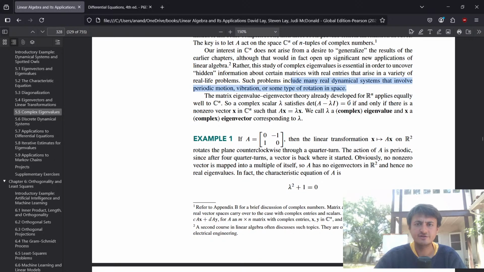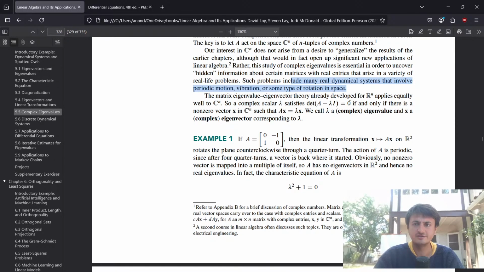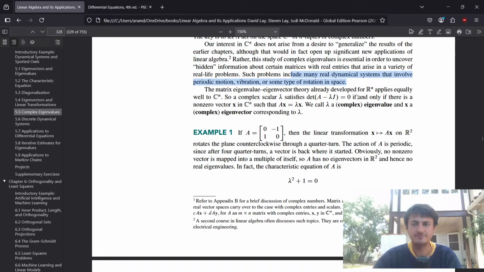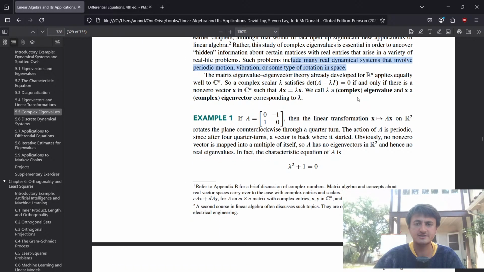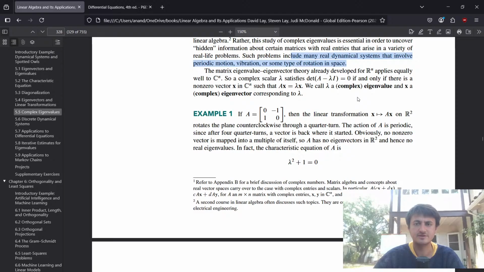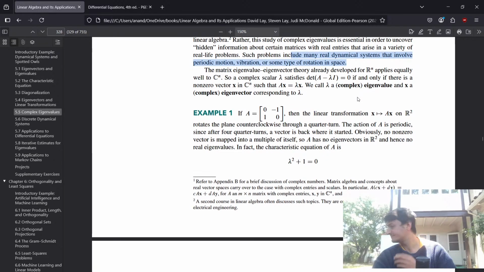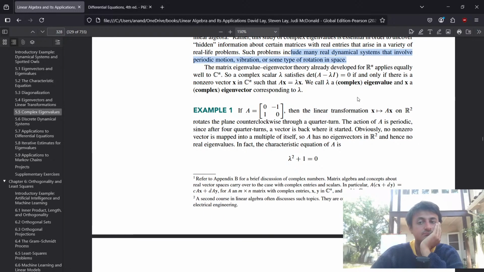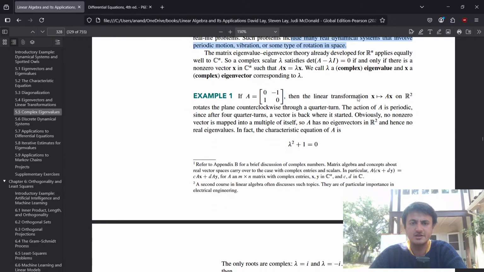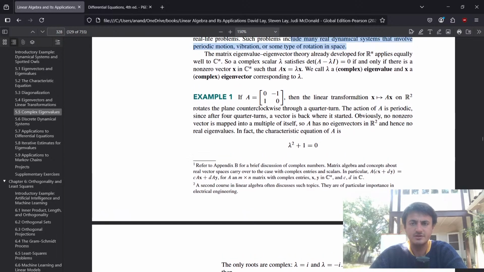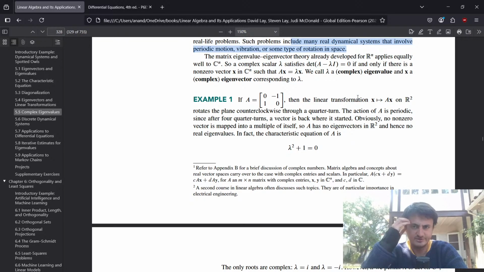The matrix eigenvector theory, already developed for Rn, applies equally well to Cn. So a complex scalar lambda satisfies the determinant of A minus lambda I equal to 0 if and only if there's a non-zero vector x in Cn such that Ax equals lambda x. We call lambda a complex eigenvalue and x a complex eigenvector corresponding to lambda.